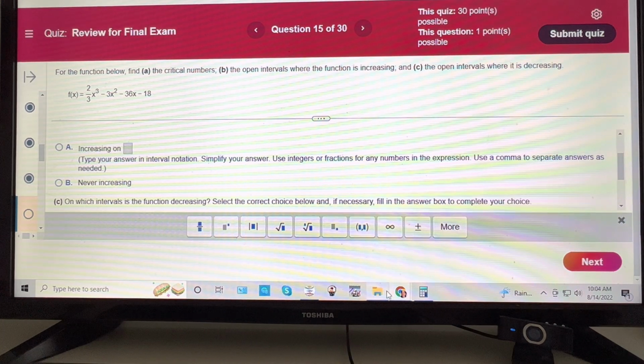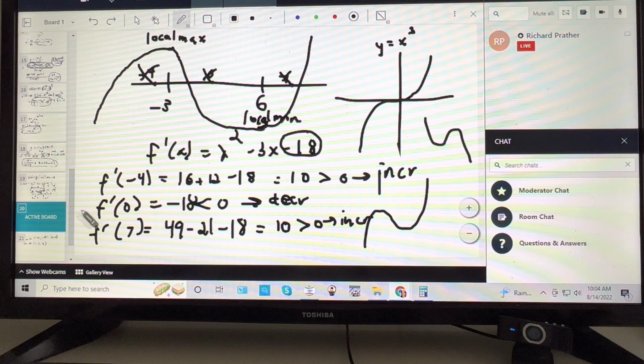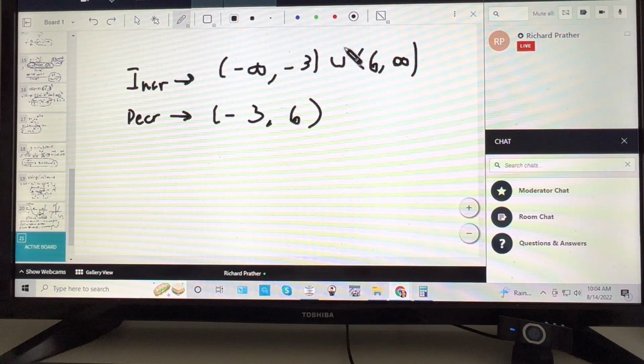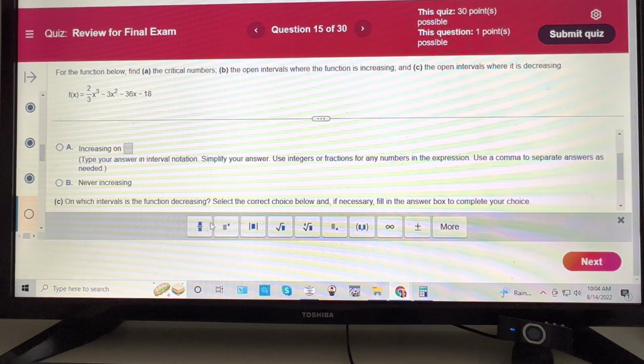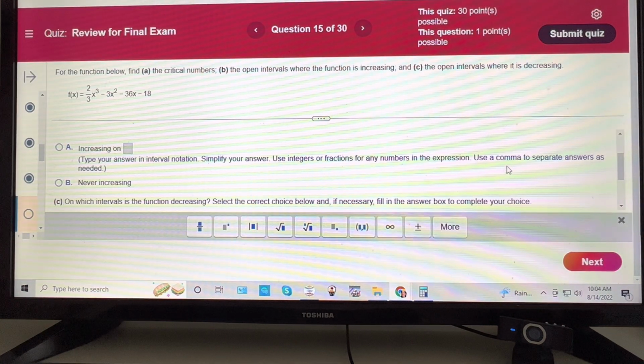Now, sometimes they use this union symbol. In college algebra, it's common to put this union symbol here that means or. I don't think my math lab can grade that here, so I think they say use a comma. Yeah, it says use a comma to separate answers.